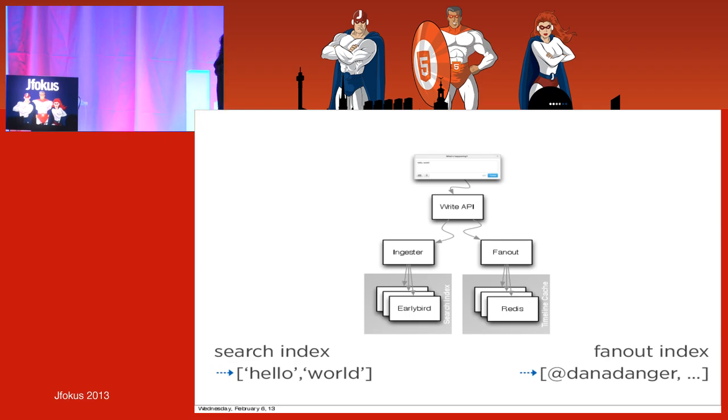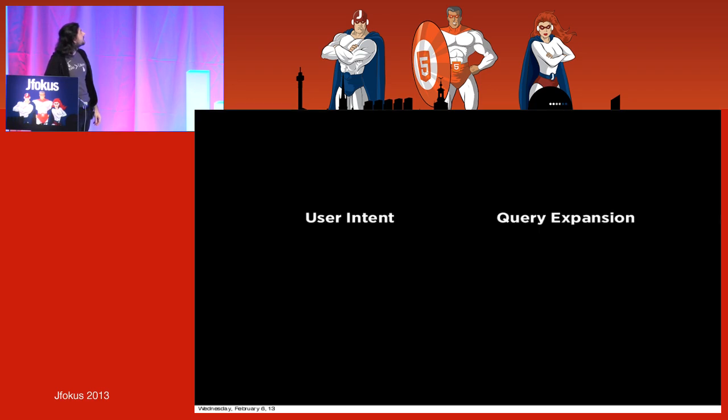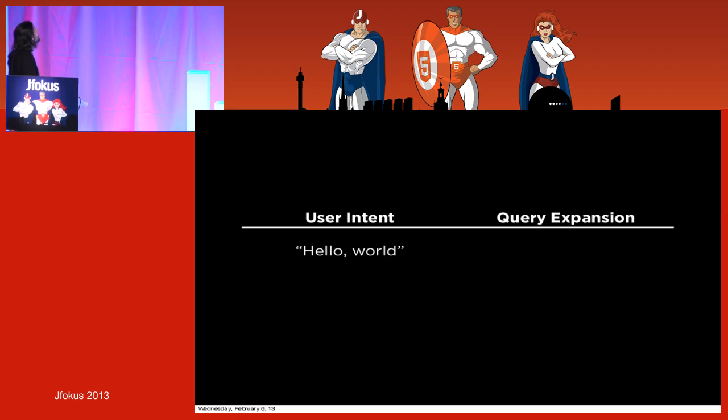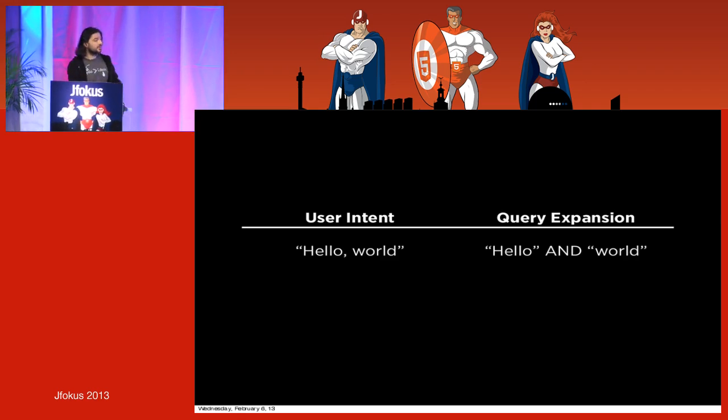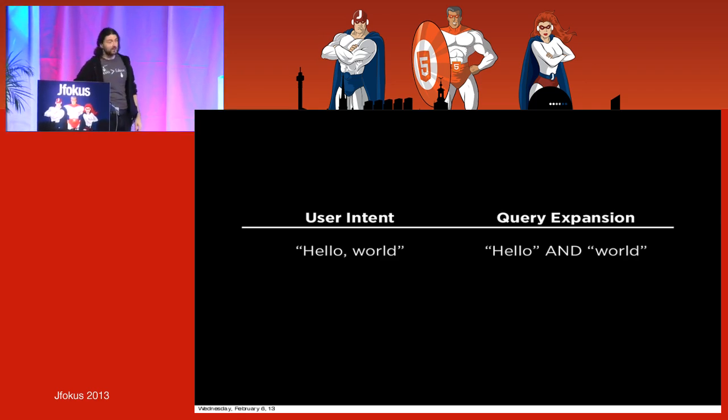So Rafi tweets, then we know that Dana is following him. So we'll need to insert the tweet into Dana's index. So it's all about inserting tweet IDs into indexes. They're really, really similar, right? So we always have a user intent, you have a query expansion, which when you search for hello world, you want to search for the intersection of the indexes hello and world.